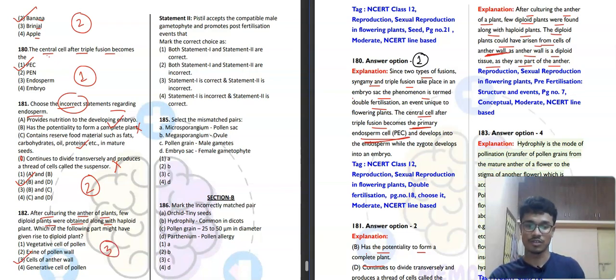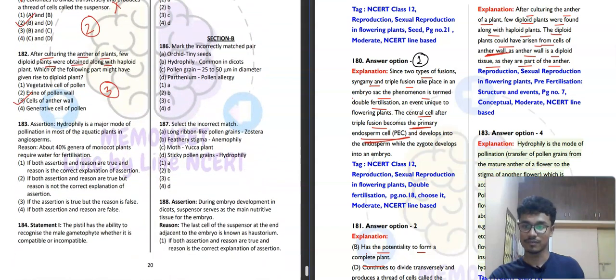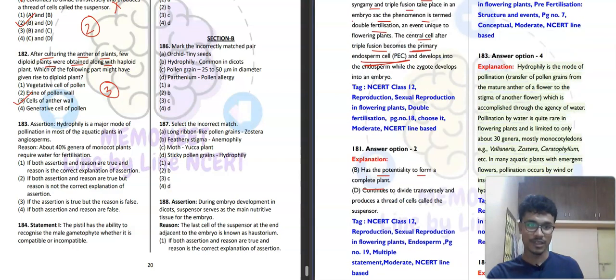Moving towards the next question, 183. This is an assertion-reason type of question. It says that hydrophily is a major mode of pollination in most aquatic plants in angiosperms, and the reason given is that about 40% of genera of monocot plants require water for fertilization. These both are incorrect.